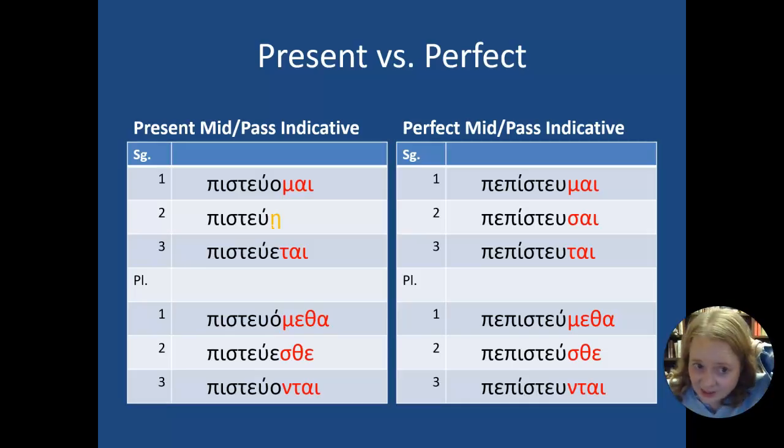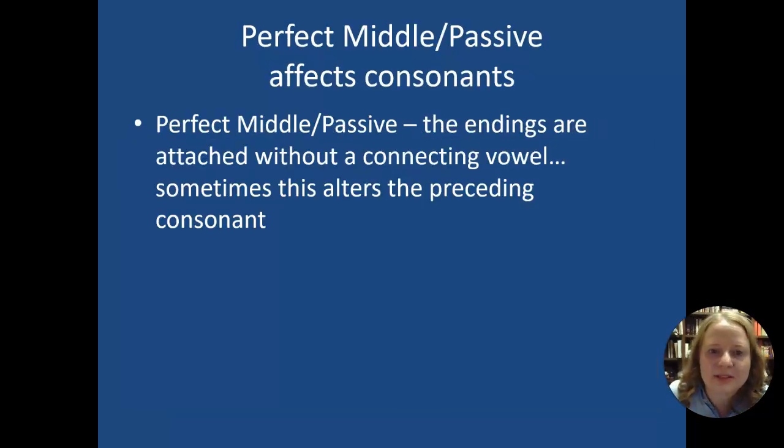Here's what it looks like side by side with the present middle passive. And so you can see that you have the same endings. The reason the second person singular looks a little bit different is because without the connecting vowel, things aren't combining as much. And so the sai is just holding its own. But other than that, it still has the same endings that you recognize, but now with the doubling at the front. So the pe is what's indicating that you're in the perfect middle passive.